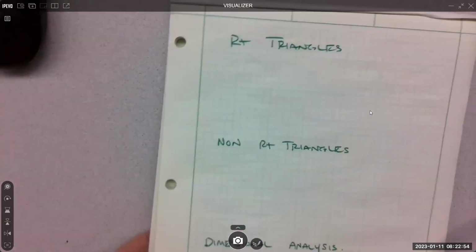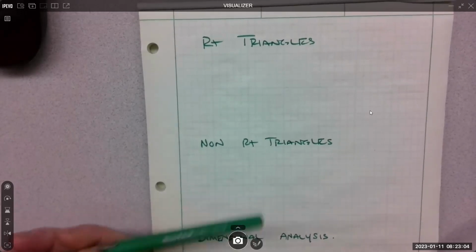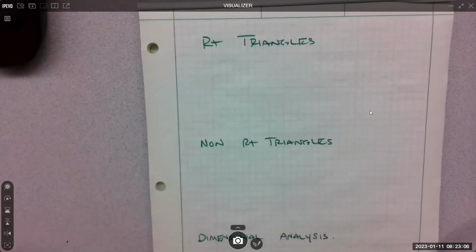Let's kind of wrap up right triangles. Just collect all the rules that we use to apply, and then we'll do non-right triangles. I think you have some homework on that. You have a dimensional analysis problem too, so we should talk about that. It's pretty simple. But right triangles.